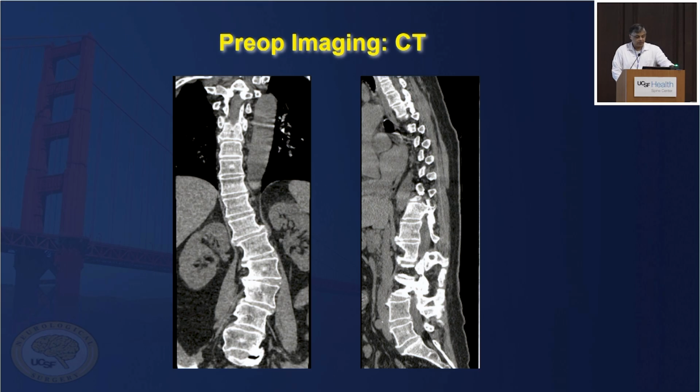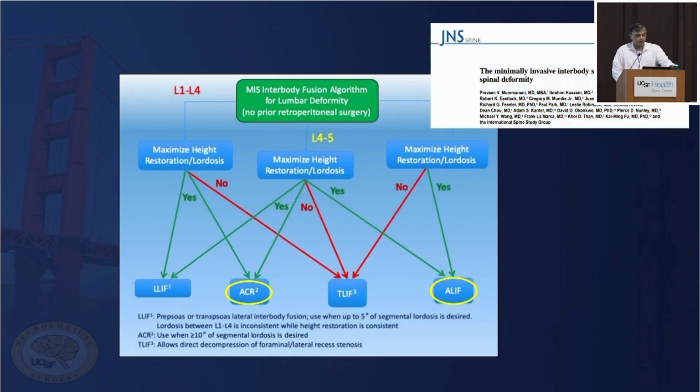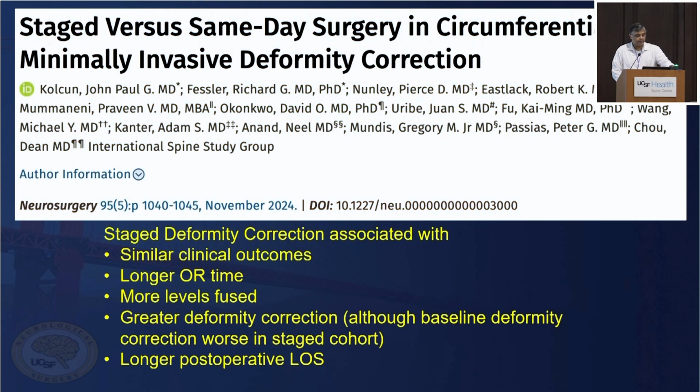So here's the coronal CT on this patient. And you can see the concavity has foraminal stenosis at multiple levels. And so we did, for this patient, a combination of lateral and ALIF.